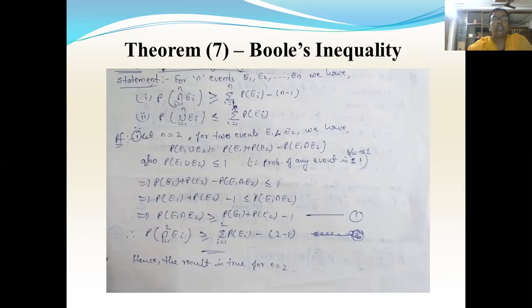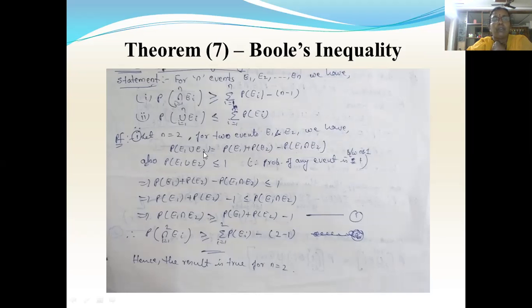So here the first inequality: you have to prove P of intersection Ei is greater than or equal to summation P of Ei minus (n minus 1). How to prove this? First I'll take n equal to 2 events. For 2 events E1 and E2, by the addition theorem we have P of E1 union E2 is equal to P of E1 plus P of E2 minus P of E1 intersection E2. But also from probability properties, the probability always lies between 0 and 1, so it cannot exceed 1. It means what?